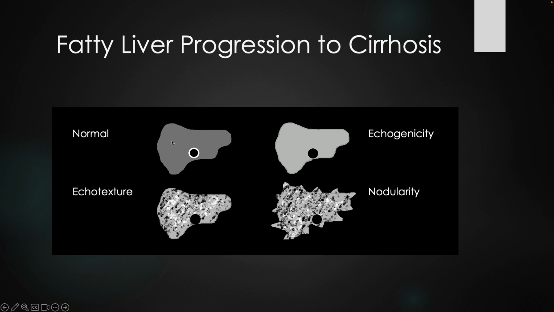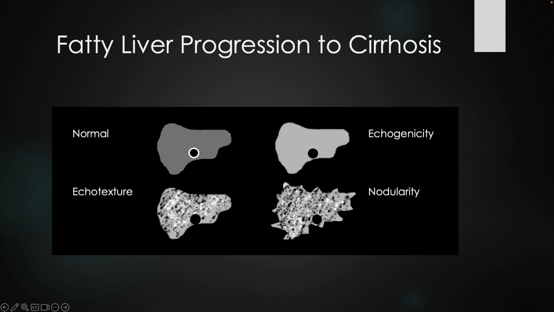So if you look here, you'll see in a normal liver, you have a pretty homogeneous texture of the liver. You see that you have periportal fat around the rim of the periportal system. And then as you progress into fatty liver, you see this increase in echogenicity, specifically relative to the kidney, and you see this loss of your periportal fat. These are suggestive of fatty liver.